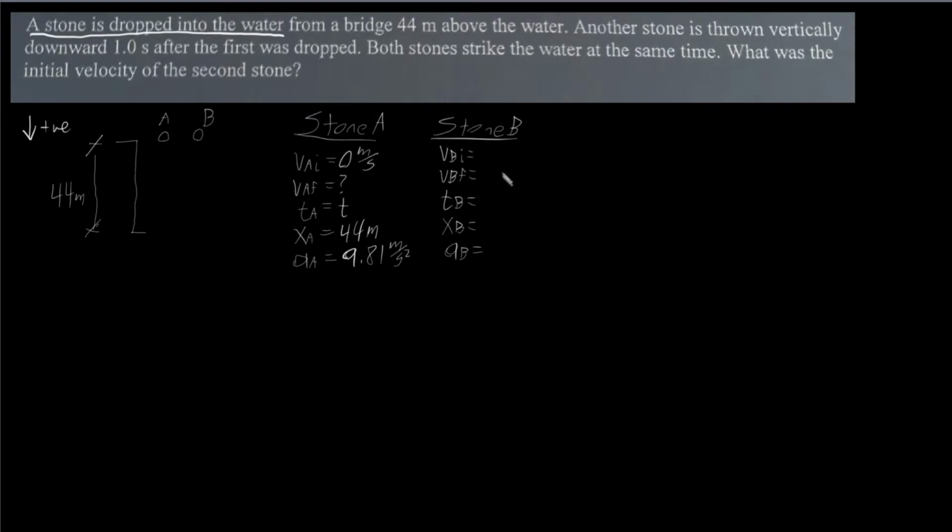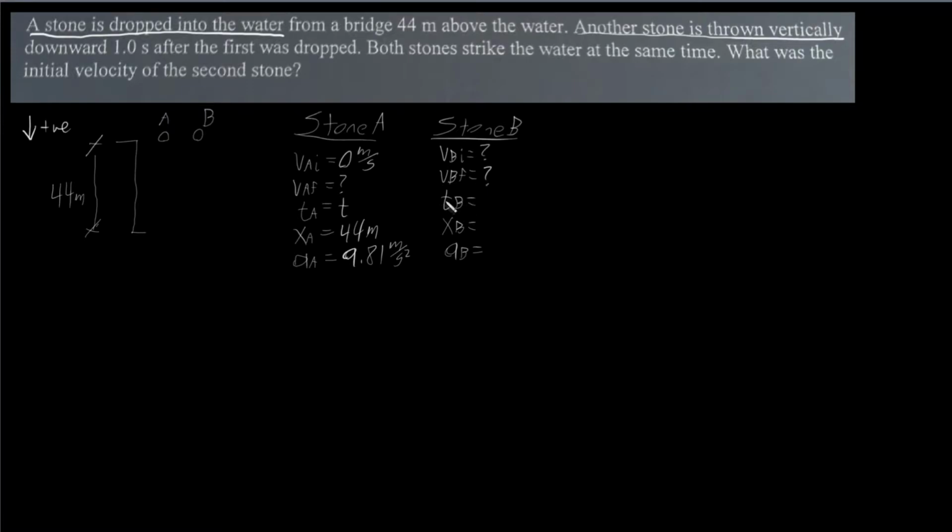Okay, so this is what we know about stone A, so let's take a look at what we know about stone B. So what is the initial velocity of stone B? Is it also 0 meters per second? Well, the answer is it's not also 0 meters per second. It says another stone is thrown vertically downward. So if it is thrown downwards, that means that it has some initial velocity downwards. So this is some value, but we don't know what this value is. And actually, this is what the question's asking for. The question is asking, what is the initial velocity of the second stone? All right. What about the final velocity of the stone? Do we know how fast the stone is moving once it reaches the bottom? Again, that's something that we don't know.